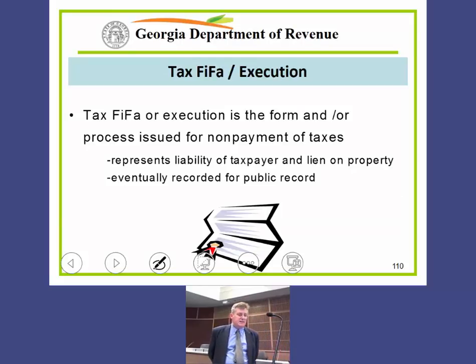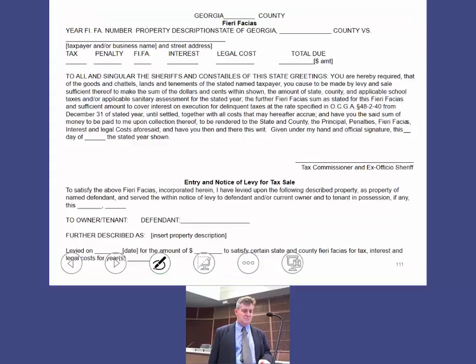In the tax FIFA or execution, it's just the form or process issued for non-payment of taxes. It represents a liability of the taxpayer and a lien on the property, and it's recorded for public record. It's recorded at the Clerk of Superior Court's office, and it's entered on the general execution docket. This is an example of a tax FIFA.